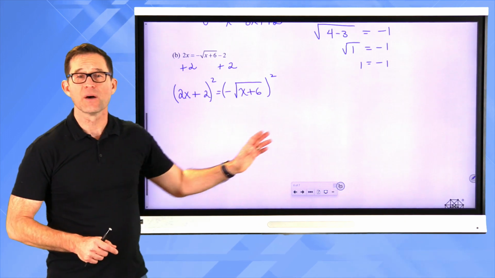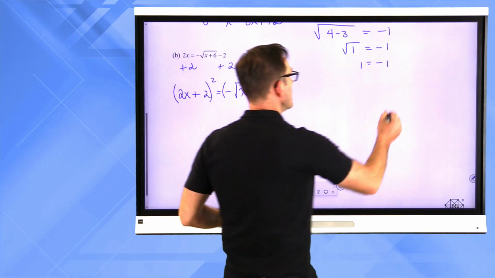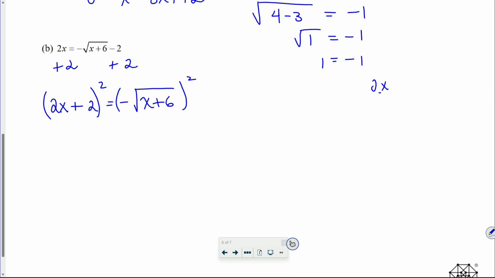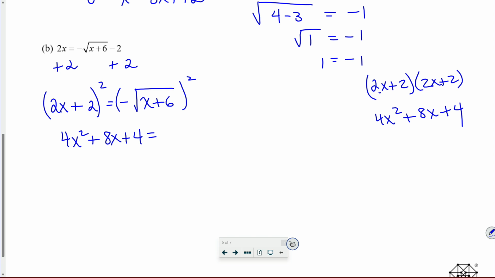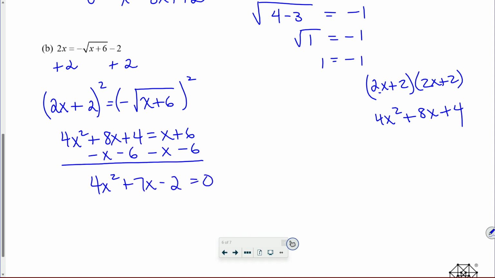All right, well again, somewhere on the side of your paper, you're going to be doing a little 2x plus 2 times 2x plus 2. That would be 4x squared plus 8x plus 4. Anyway, so we're going to get 4x squared plus 8x plus 4 is equal to x plus 6. I want to use the zero product law, so I'm going to subtract x and subtract 6 from both sides. That's going to give me 4x squared plus 7x minus 2 is equal to 0.